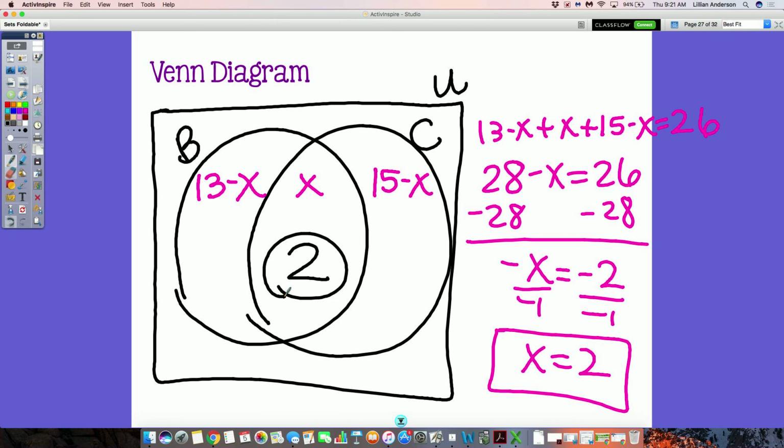How many took just biology? What's 13 minus 2? 11. What is 15 minus 2? 13. And let's double check to make sure that our numbers add up to 26. 11 plus 2 is 13, and 13 plus 13 is 26. So yes, we did good.